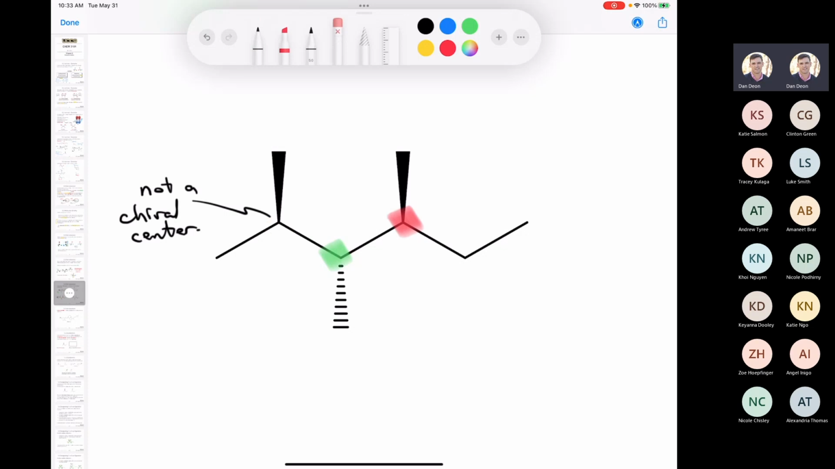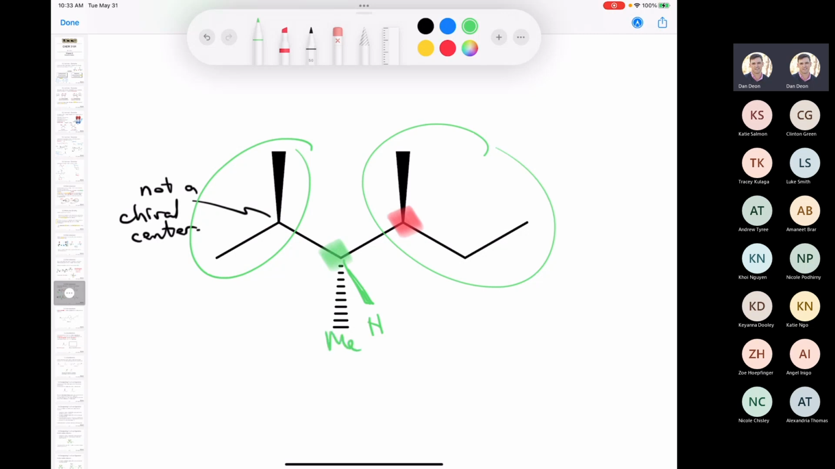This is not a chiral center, but what about the green? That's definitely a chiral center. Let's take a look at why. The carbon in green has a methyl group. It's also got a hydrogen. Then it has this isopropyl, and it has a sec-butyl. So the one in green is a chiral center. It is attached to 4 different groups. So let's put that in here.